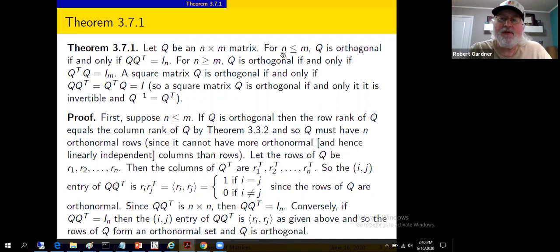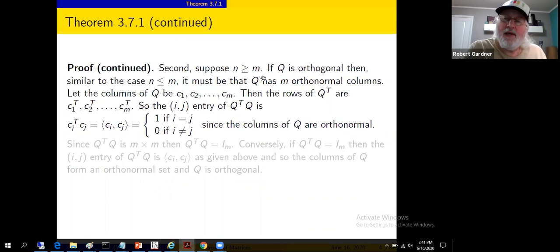Let's consider the case n is greater than or equal to m. Whereas we were concentrating on rows in the first case, we'll be concentrating on columns in the second one. All right, second, suppose n is greater than or equal to m. If Q is orthogonal, then similar to what we had above, it must be that Q has m orthonormal columns. It couldn't have m orthonormal rows because there are too many rows. There's not room for enough pivots, if you like.